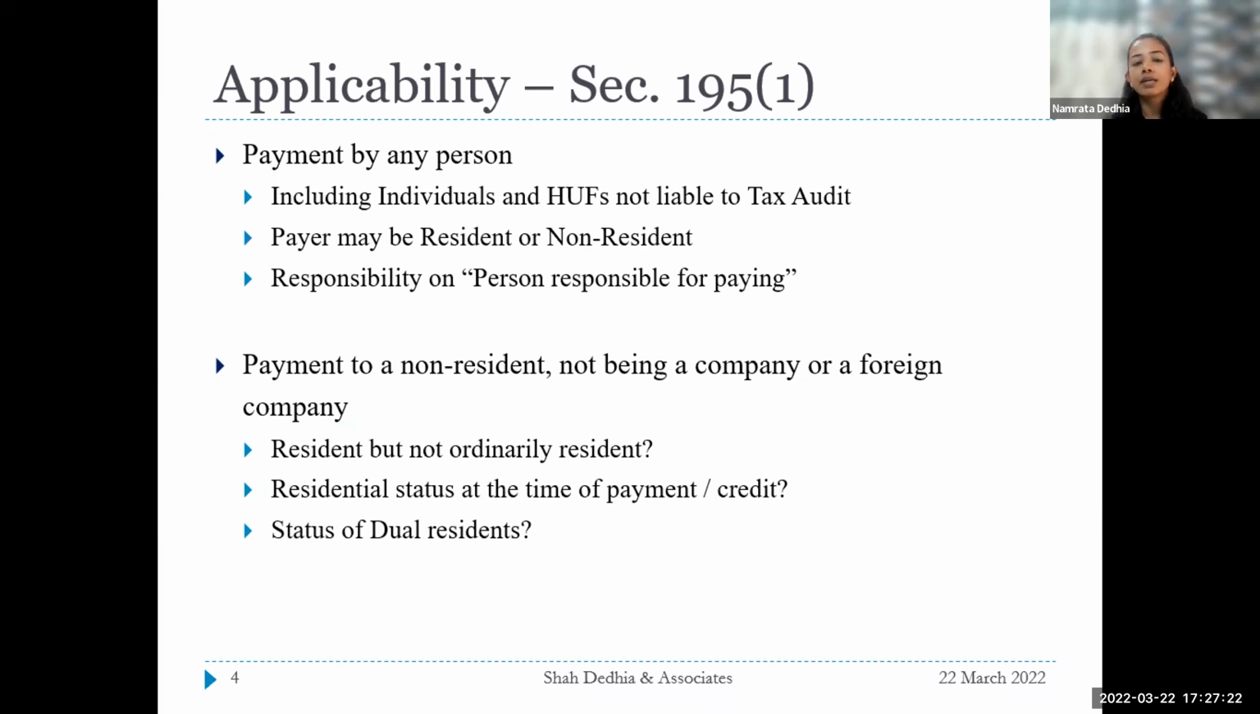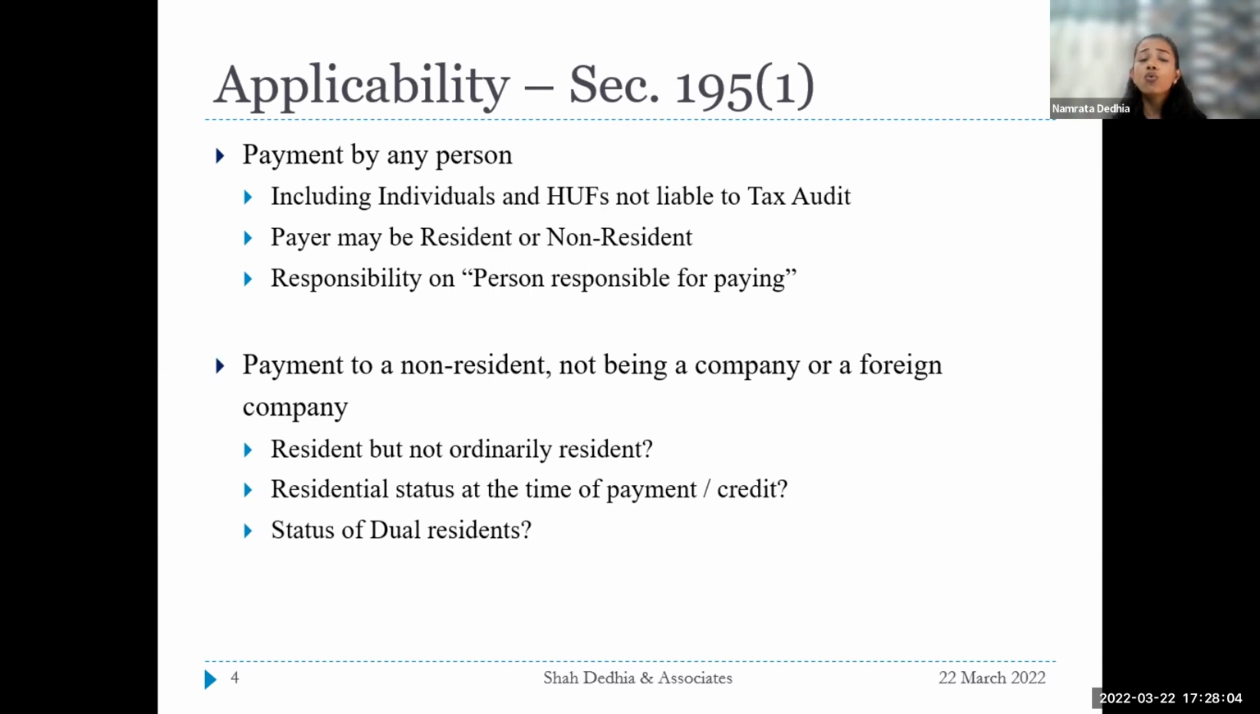Now, a classic situation here is in case of payments being made to non-residents on sale of shares, where there is a capital gain that has arisen on those shares which are sold, and therefore, because there is income which is liable to tax under the Act, there is a responsibility to deduct TDS on that payment. Now, who deducts TDS in that case? If you read section 195(1) again, it says any person who is responsible for paying to a non-resident or to a foreign company is liable to deduct tax at source.